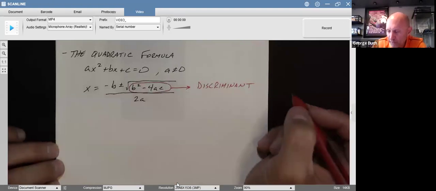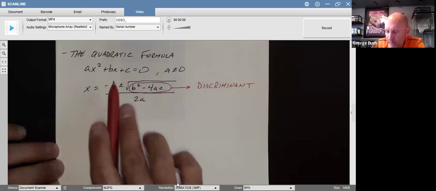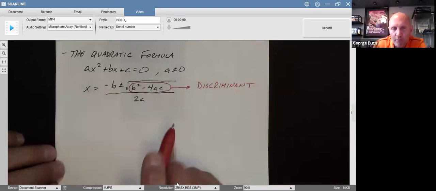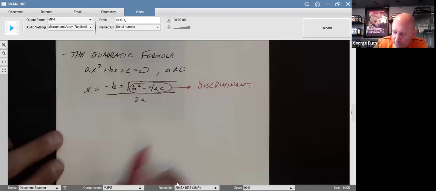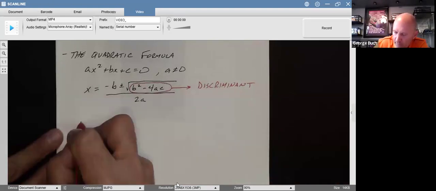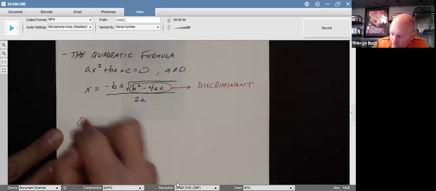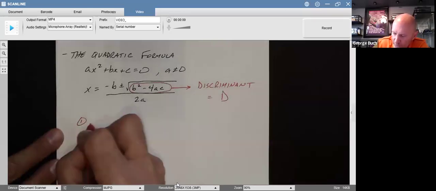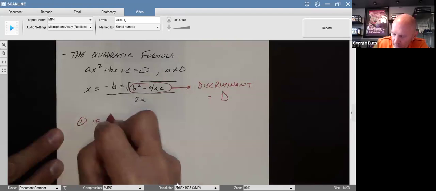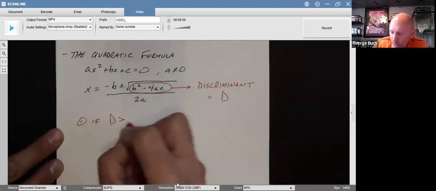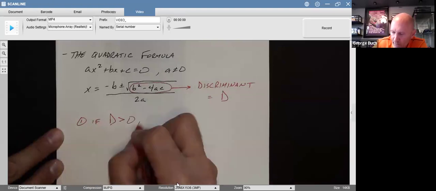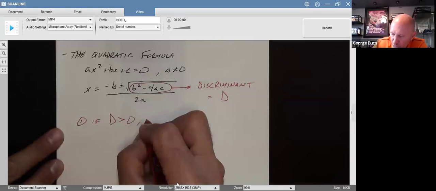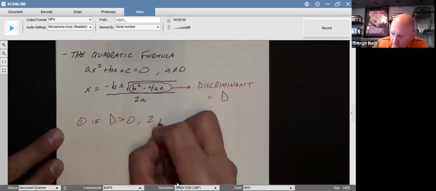And so if I calculate this, if I plug in b and square it, and then subtract 4ac, I'm going to get a couple different options. First of all, let's call this capital D for discriminant. So if the discriminant is greater than 0, then this equation has two real solutions.